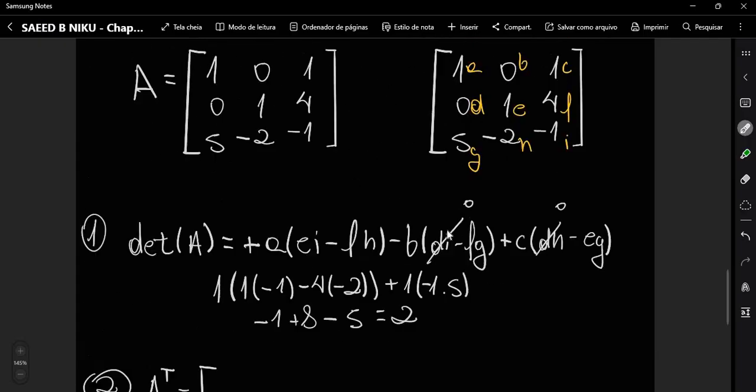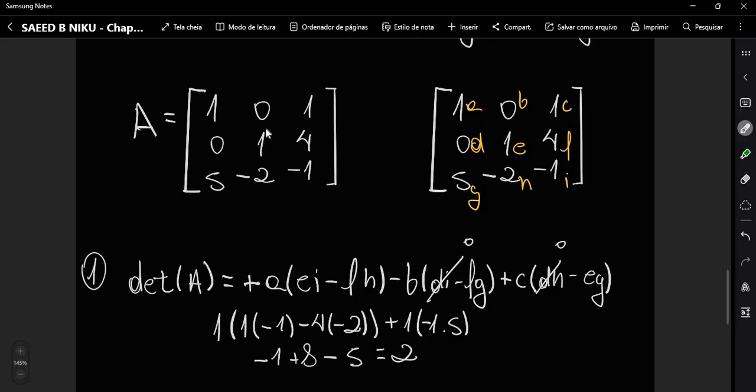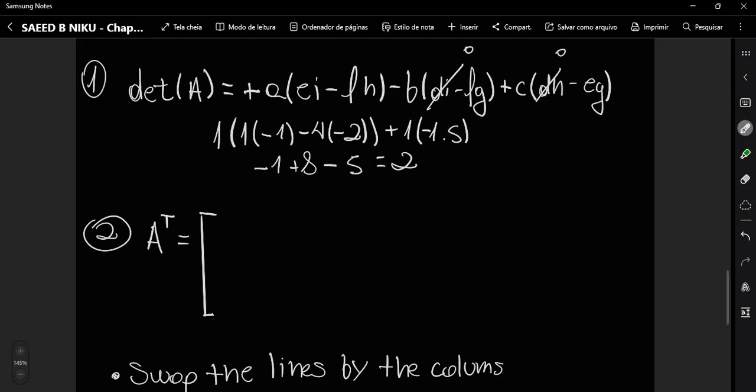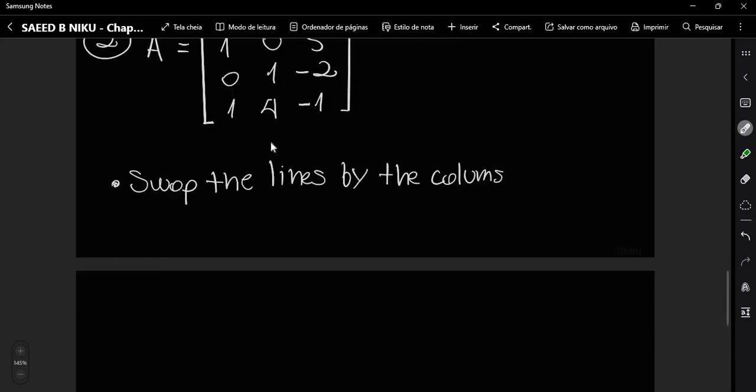So you have just to take this original and swap the lines by the columns. In doing this, we are left with this following matrix, the transposed matrix of A.